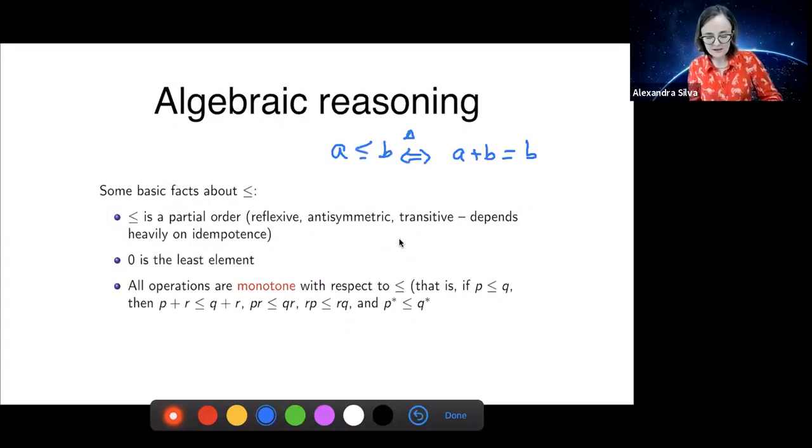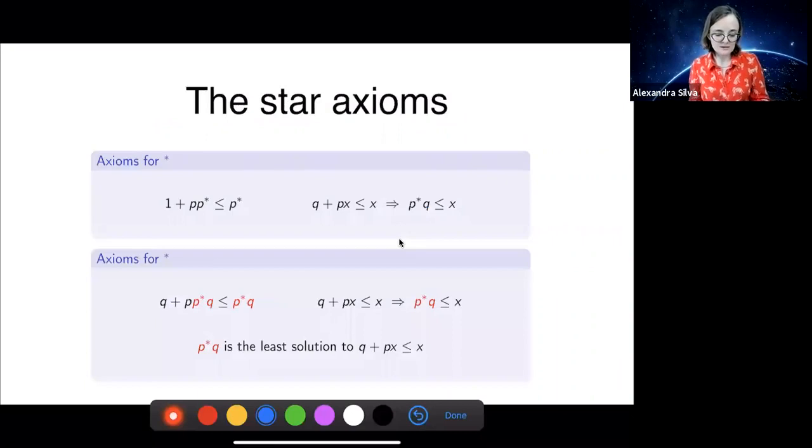And so this order is reflexive, and it's antisymmetric, and it's transitive. And the proof that in fact this is a partial order very much depends on the idempotency axiom. The 0 is the least element, and again, it is the least element because in Kleene algebra, 0 plus E is always E. And you can show that all operations of Kleene algebra, so the sequential composition, the star, the plus, are monotone with respect to smaller or equal. And there you need to use some of the other axioms like distributivity. So this is important for the exercise that I will have in a couple of slides.